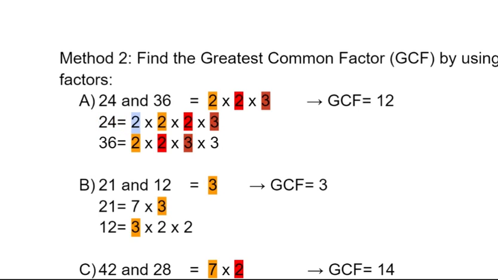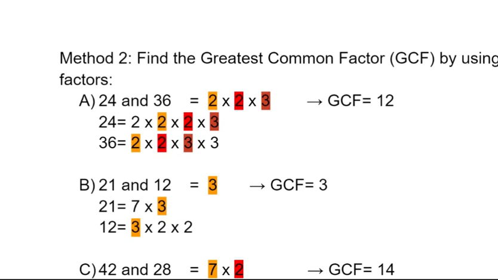So let's start with 2. Well, 2 times 2 is 4, times 2 is 8, times 3 is 24. Okay, that's it. And for 36, 2 times 2 is 4, times 3 is 12, times 3 is 36. And now that I've been able to find these prime factors, I'm going to see which ones are common for both. So I have color-coded them, the oranges for 2, 2 reds, and 2 browns of 3.